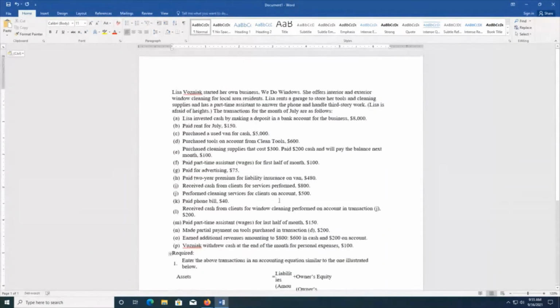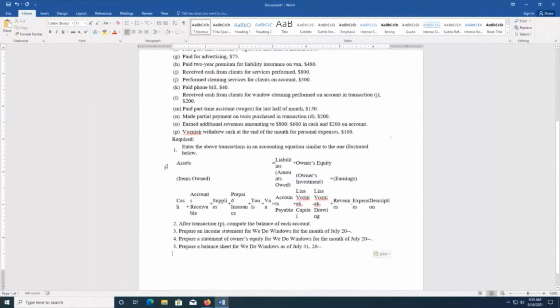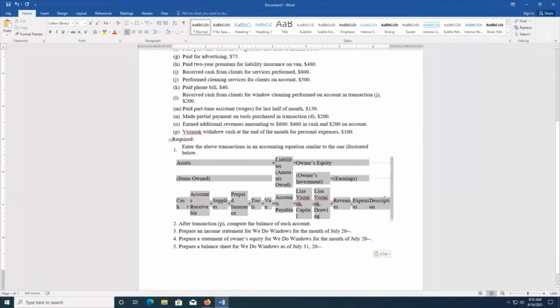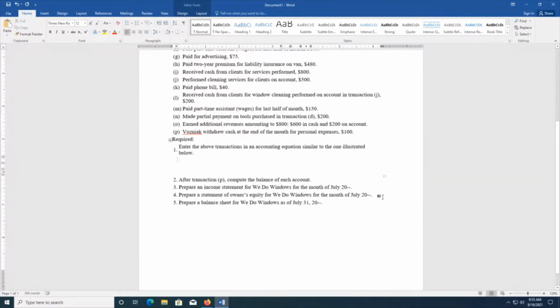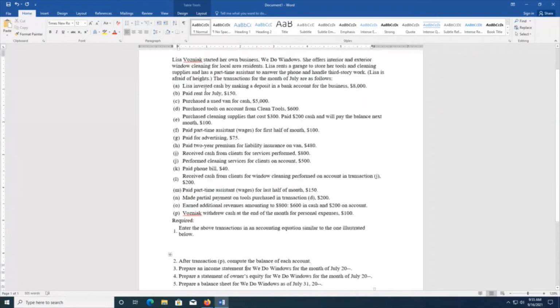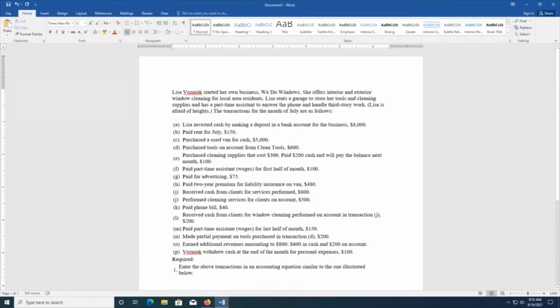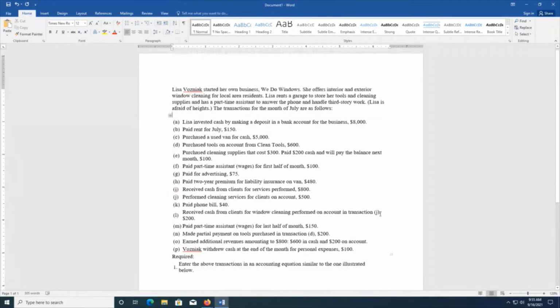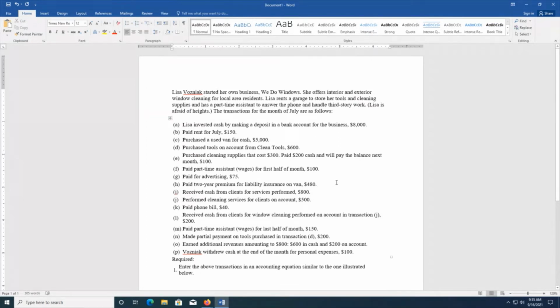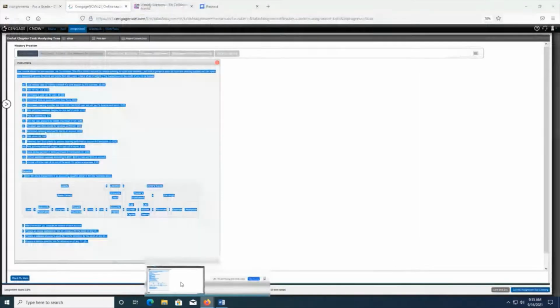So I'm going to paste mine right here. And I'm going to delete this because this is a table that doesn't actually make sense when you do it to a Word document. All right, so we can have it right here and it's going to be a little bit larger so that we can follow along. And then if your Word document prints, then you can print this.